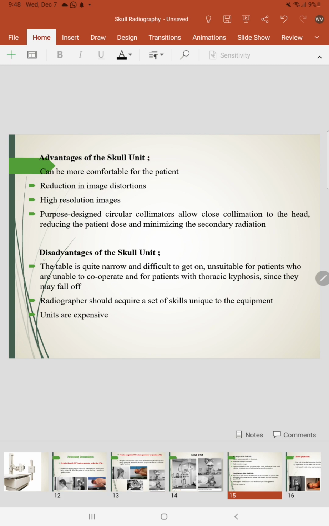Then, the disadvantages of the skull unit. The table is quite narrow and difficult to get on, unsuitable for patients who are unable to cooperate and for patients with thoracic hypoxia since they may fall off. The radiographer should acquire a set of skills unique to the equipment. Units are expensive.